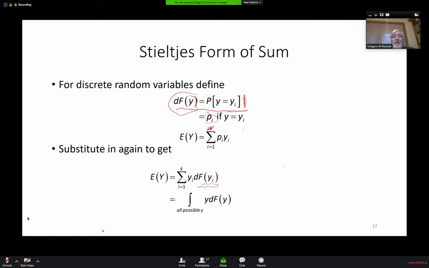And then what I'm going to do is rewrite that sum as an integral. If it turns out this is a discrete random variable, then your integral here is really a sum, and your dF(y)s here are really probabilities, and your y's are y's. And what this means is I can use the same notation for discrete and for continuous. In fact, when we talk about continuous and discrete random variables, I can use the same notation for those as well.